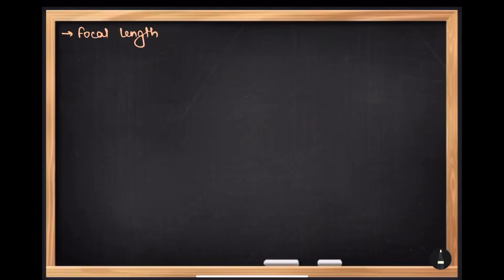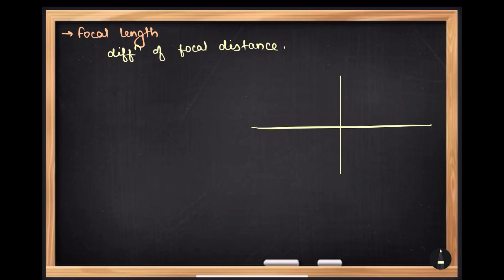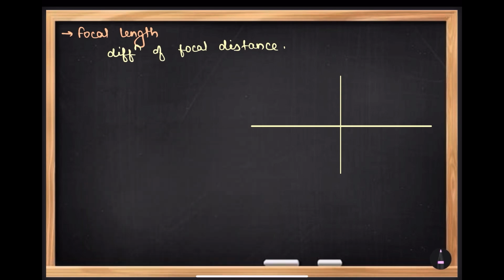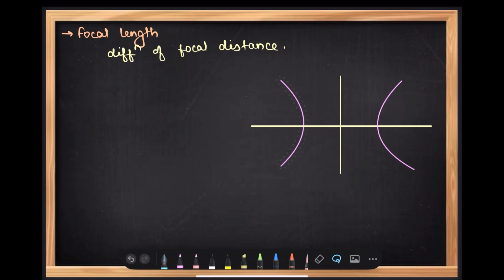Okay, so in this session we will try to understand the difference of focal distance. Suppose that we have a horizontal hyperbola. We call the horizontal hyperbola the hyperbola, and we call the vertical one the conjugate hyperbola. I hope these things are clear to you guys.